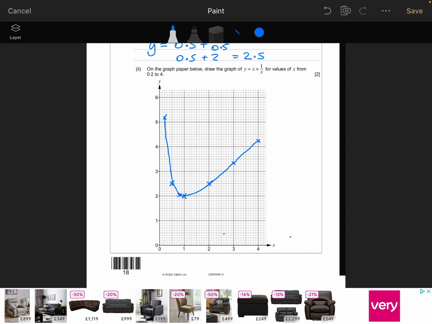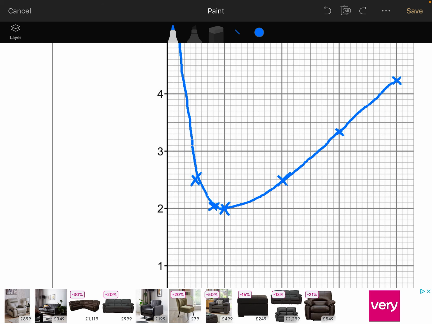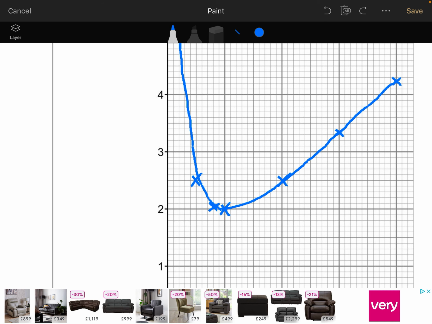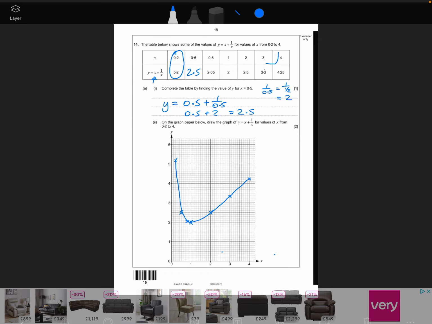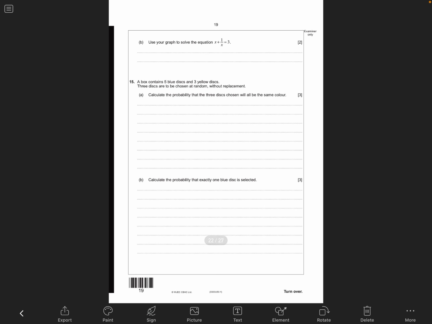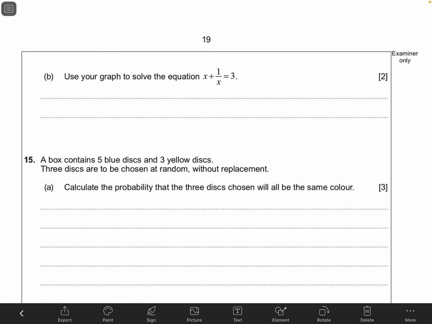Mine's a little bit out. I can see here I'm a little bit out. So try and be more accurate than that. Try and make sure it goes through every point accurately. I've done it all right apart from that one point. Then it says use your graph to solve the equation x plus 1 over x is equal to 3.